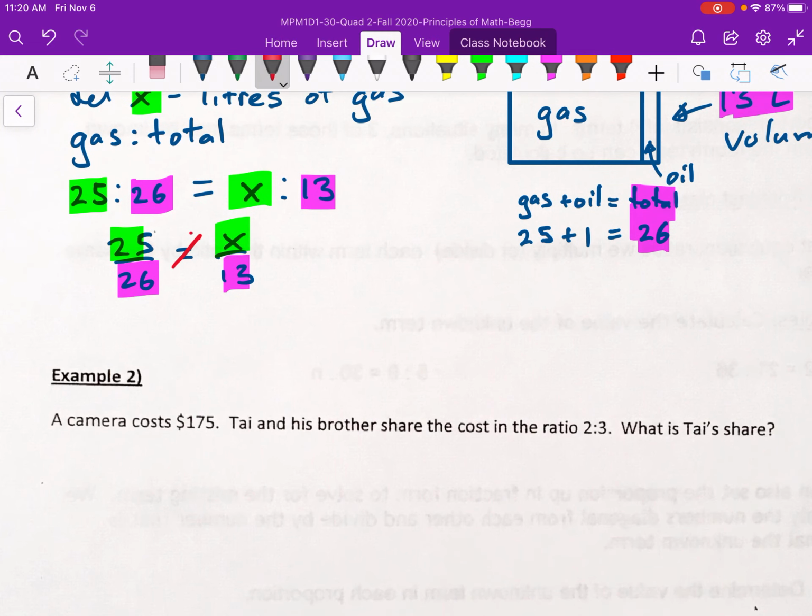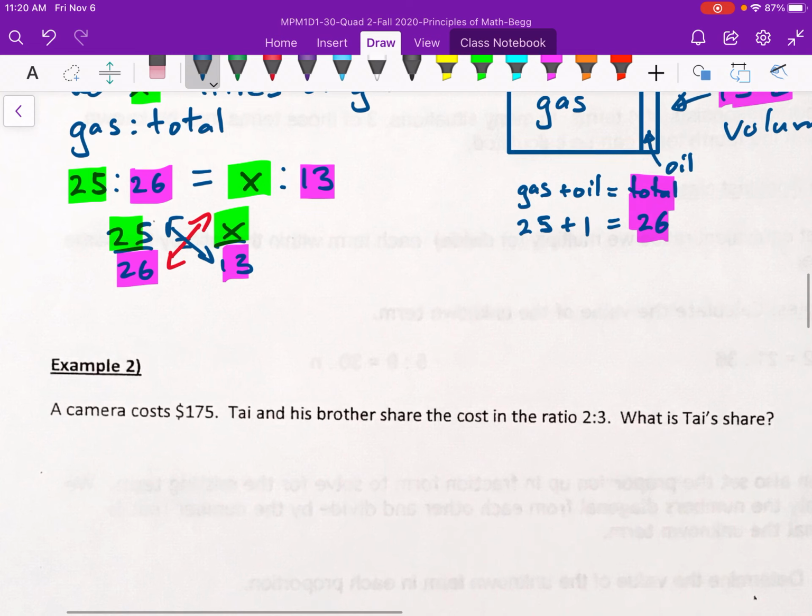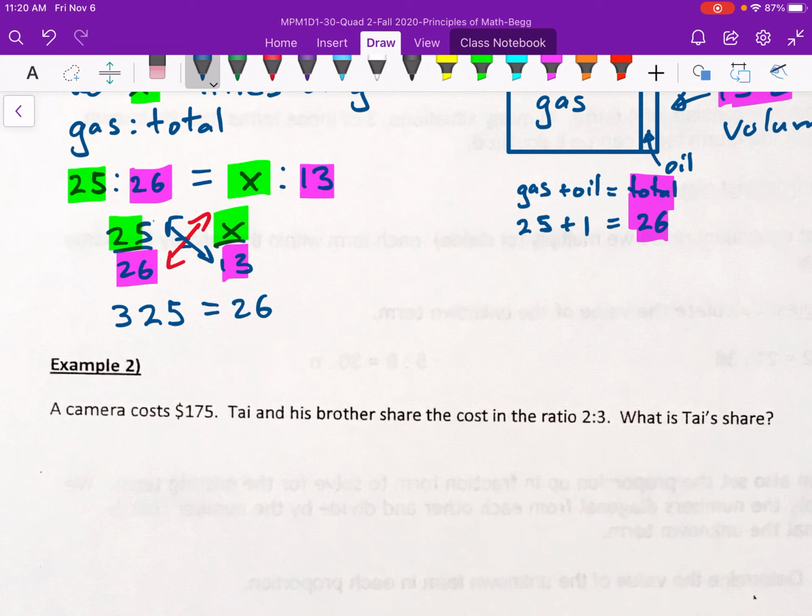If I cross multiply, I get 25 times 13, which is what, 250 plus 75, so 325. Just doing this in my head. 250 plus, yeah, that should be right. 325 is equal to 26x when I cross multiply.